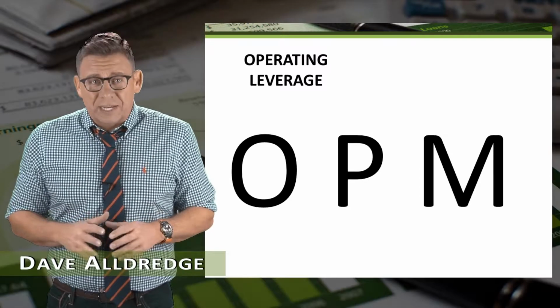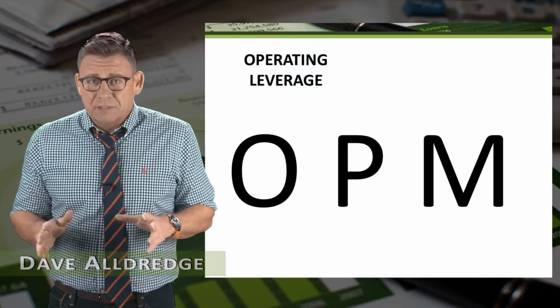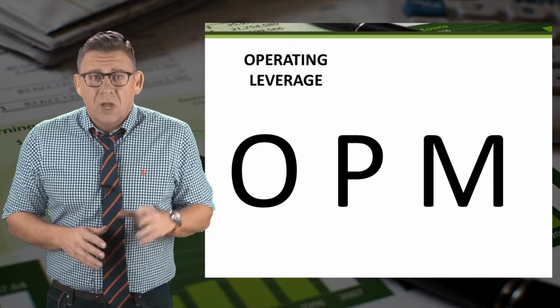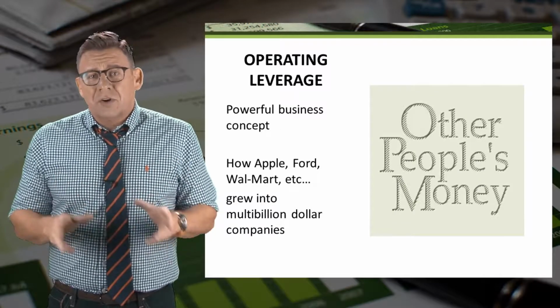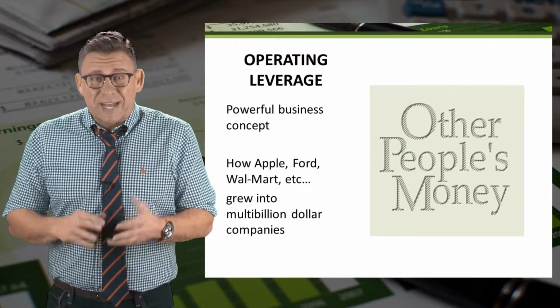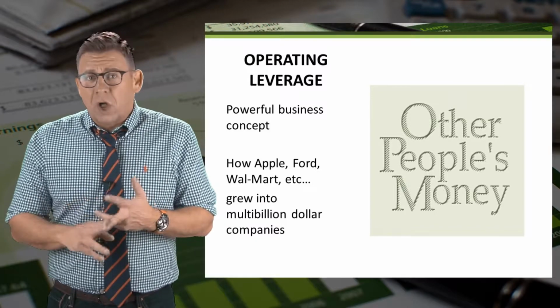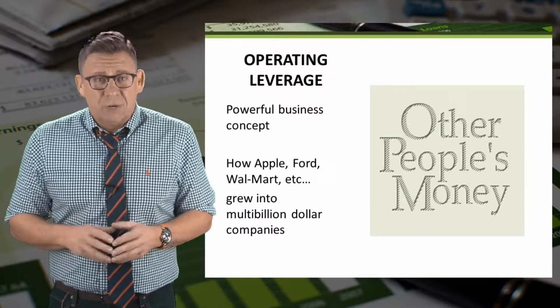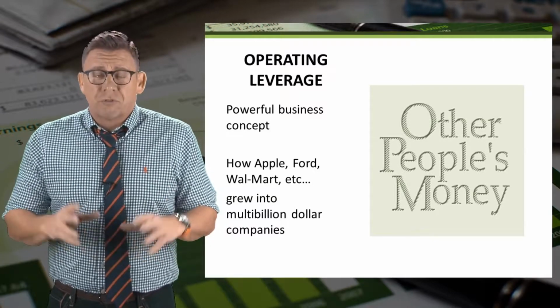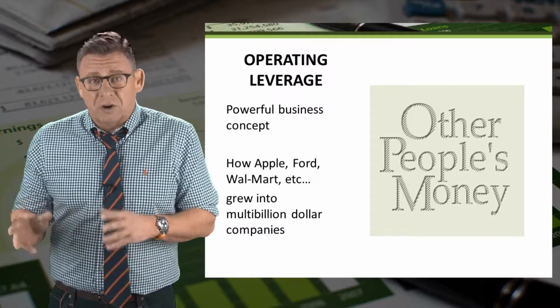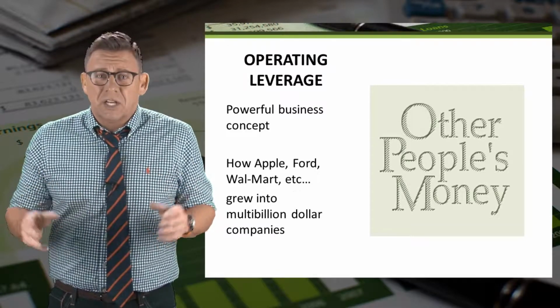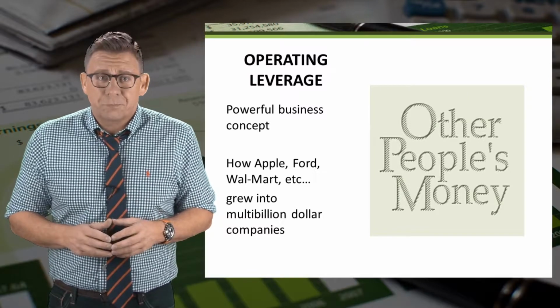OPM is a very important idea that often separates successful companies from those that aren't. OPM stands for other people's money, and it's how Apple and Ford and Walmart and other big companies you've heard of have grown from small businesses started in a garage to multi-billion-dollar organizations that they are today.